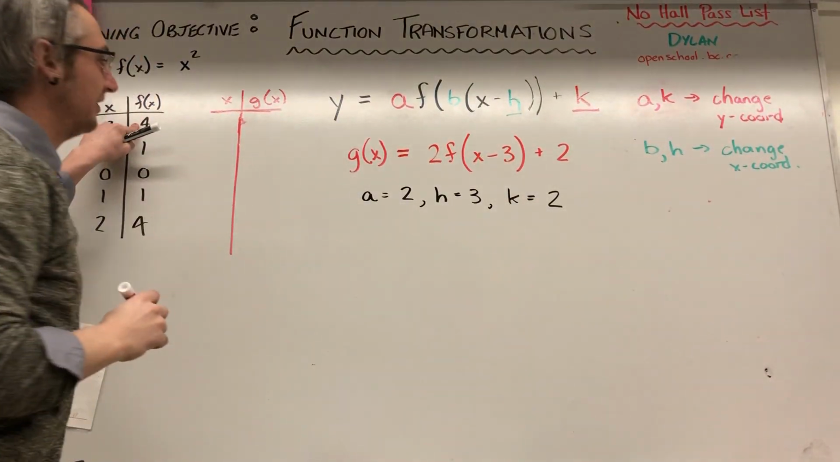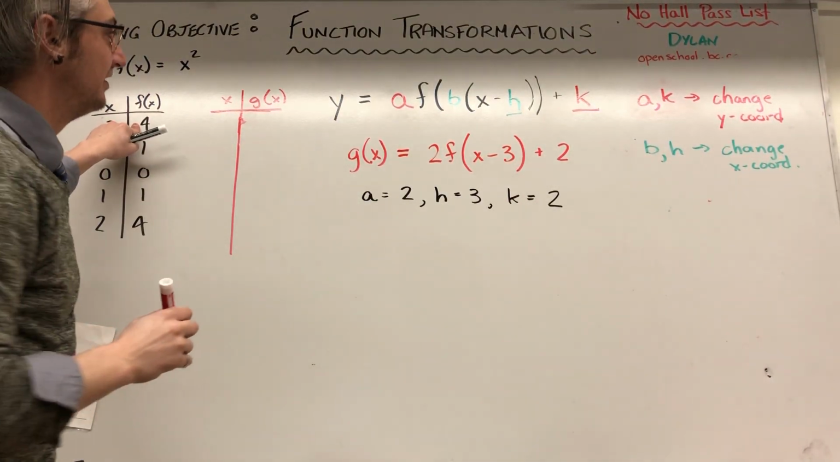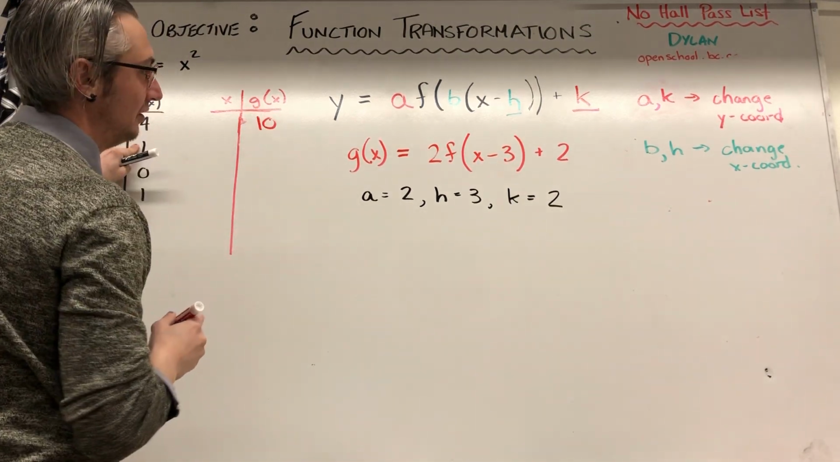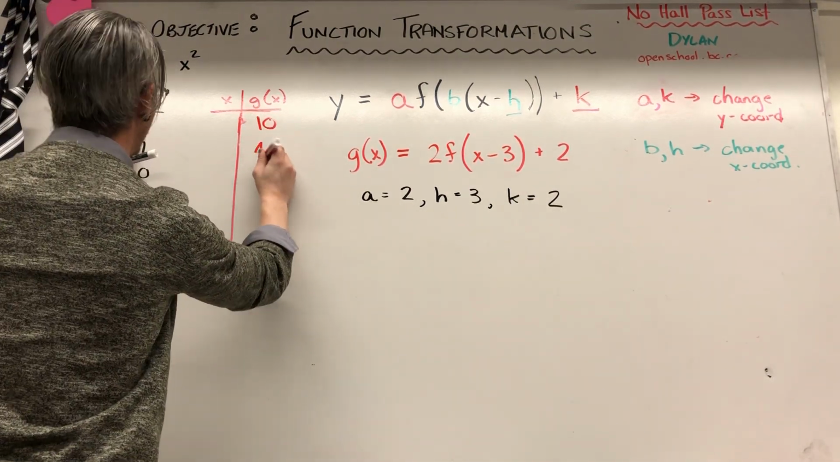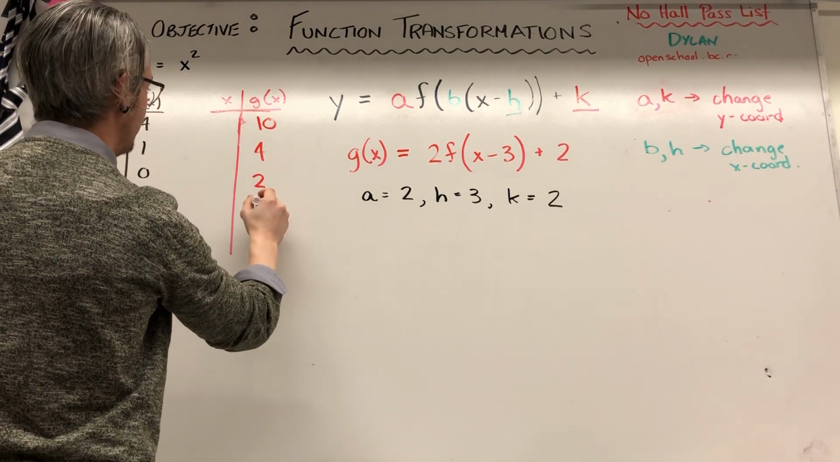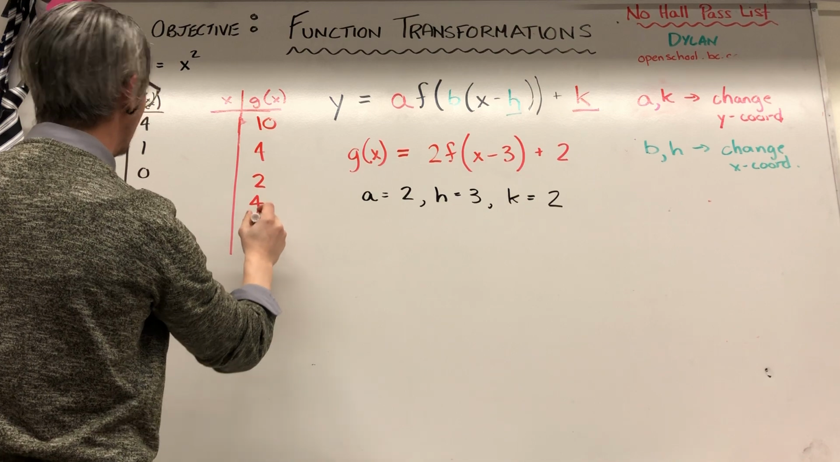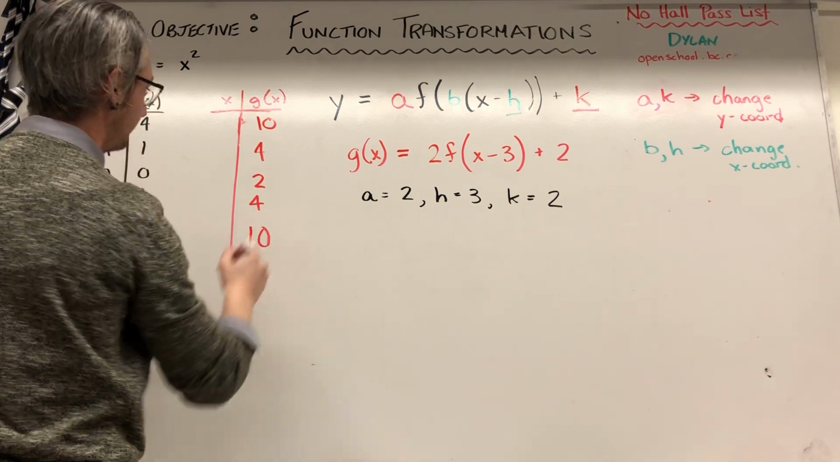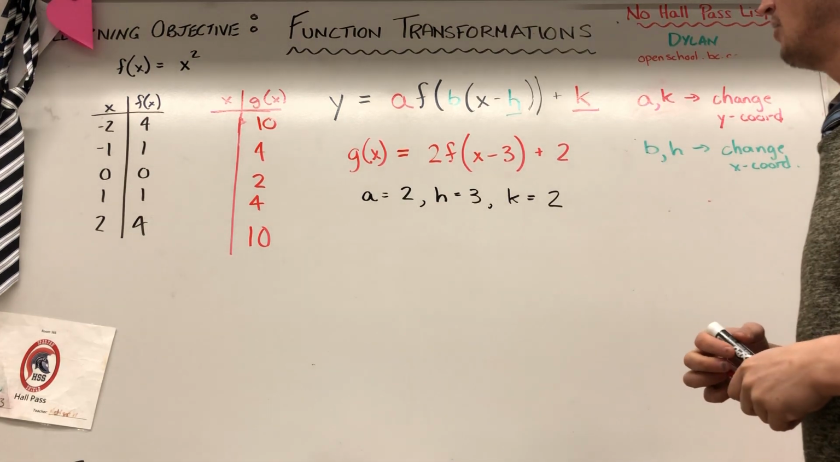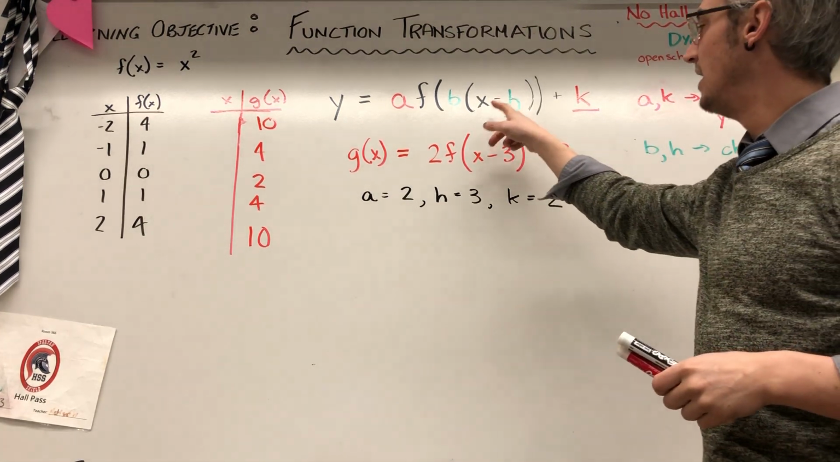So, my first f is 4, 4 times 2 is 8, plus 2 is 10. 1 times 2 is 2, plus 2 is 4. 0 times 2 is 0, plus 2 is 2. 1 times 2, 4, 10. Okay. And now I can go ahead and do my x transformations.